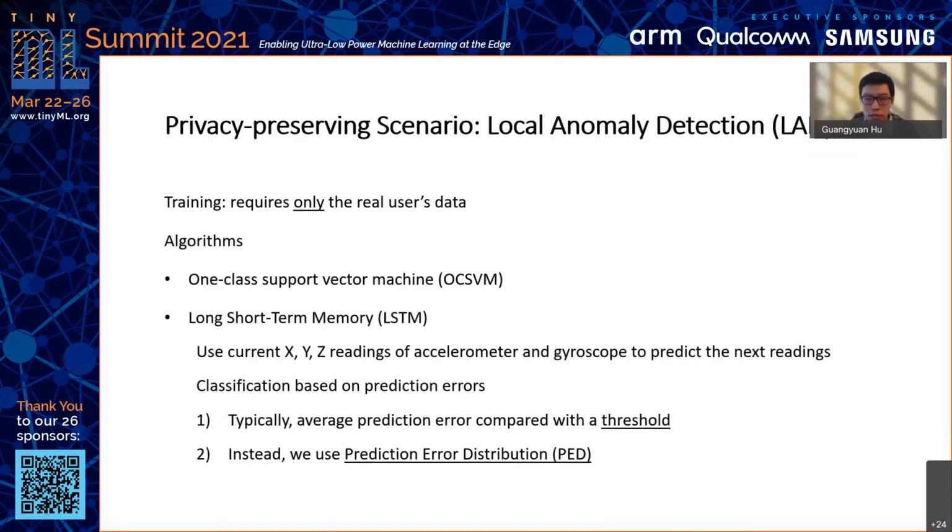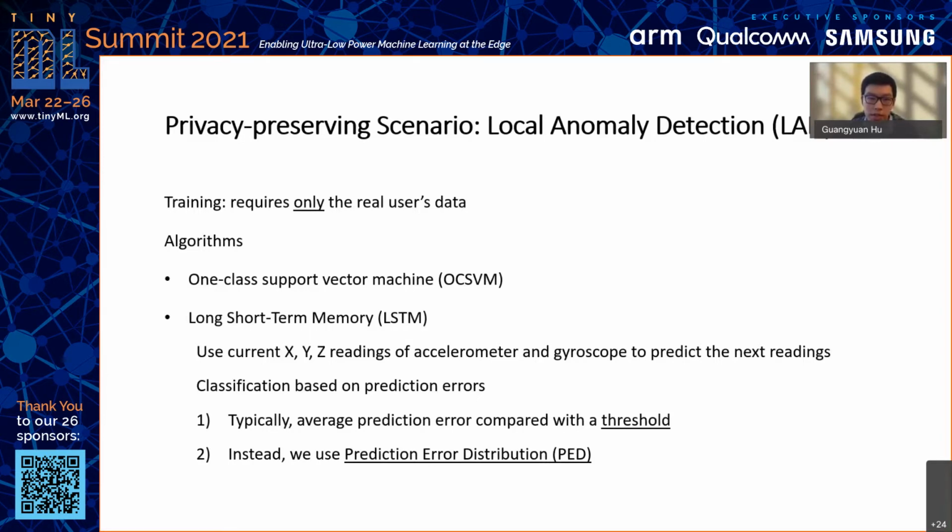The second and more important scenario is the privacy-preserving scenario of local anomaly detection. In this scenario, no shared sensor data is available from other users, and only the real user's data can be used for training. We test the commonly used machine learning algorithm one-class SVM. We also use the deep learning method of long short-term memory to model the normal behavior. The LSTM-based approach uses the current accelerometer and gyroscope readings to predict the next sensor readings.